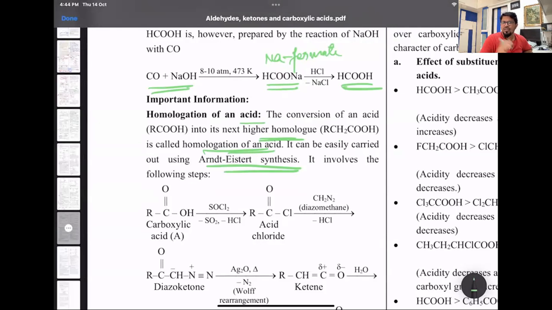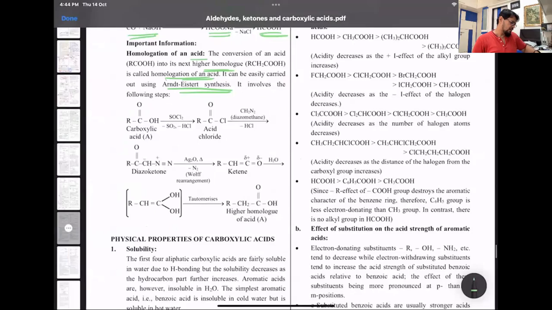This is an extra part, where you can convert acetic acid to propionic acid that way. So don't bother much with this part. That's an extra part. Leave that.